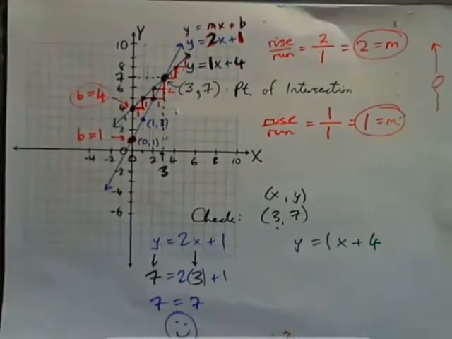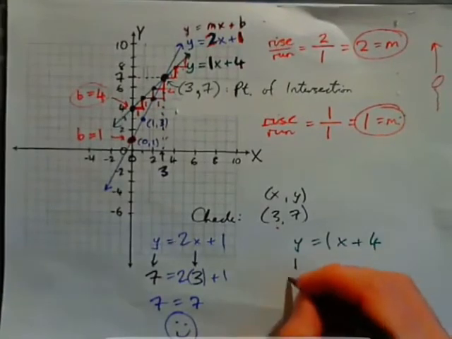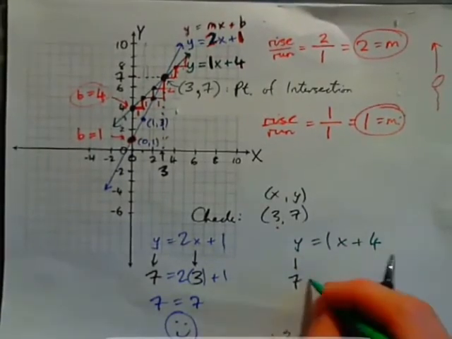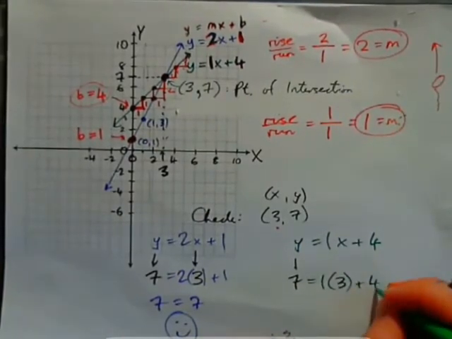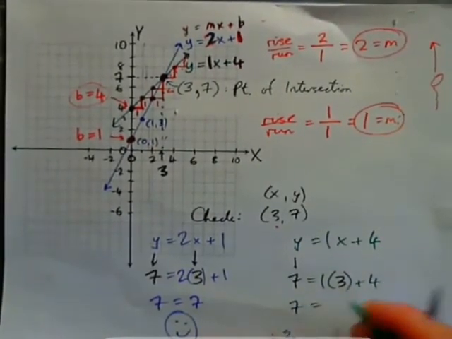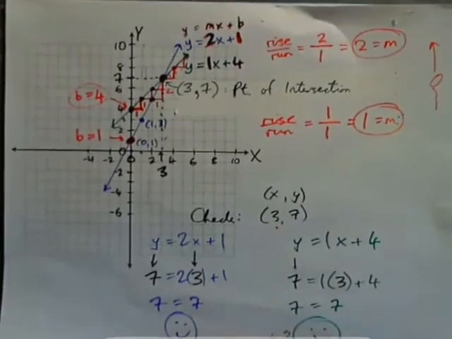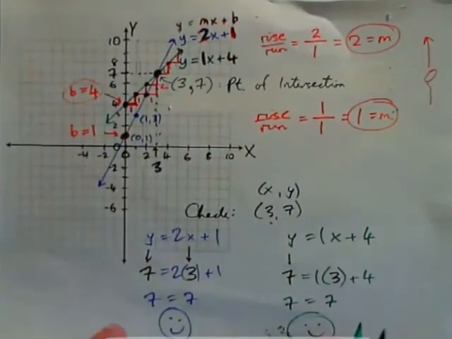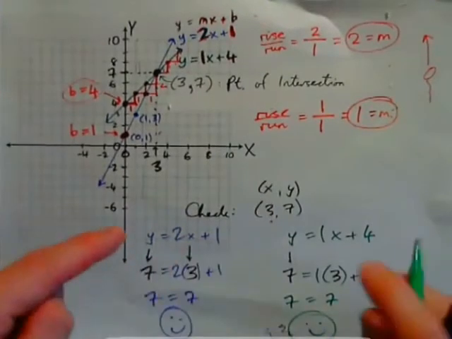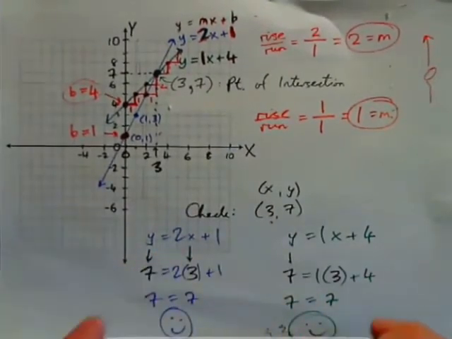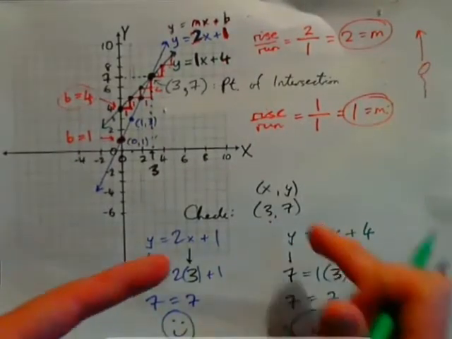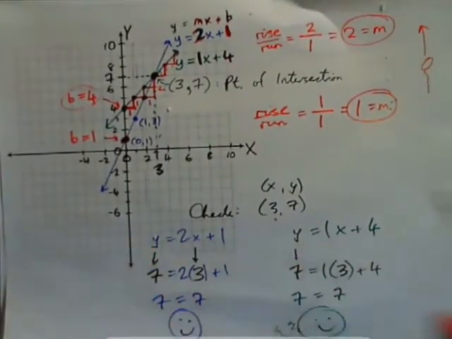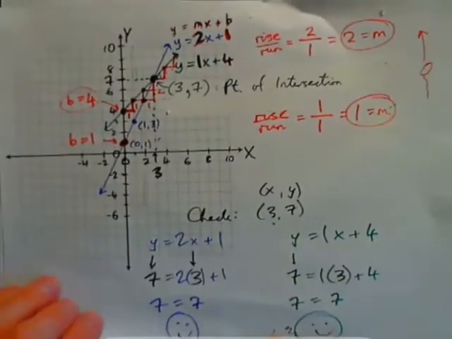Now check it in the green line. y equals 1x plus 4. Plug 7 in for y. And then 1 times x is 3, plus 4. So we have 7 equals 3 plus 4, which is 7. And the point of intersection worked in this line as well. So this is how you check your point of intersection. You plug it into both equations. And if the two sides of the equation are equal, that means it worked. So this is, in fact, definitely a point on each line. And that, therefore, means it's definitely the point of intersection. Okay?